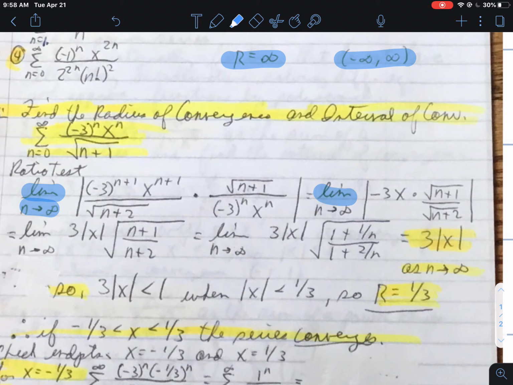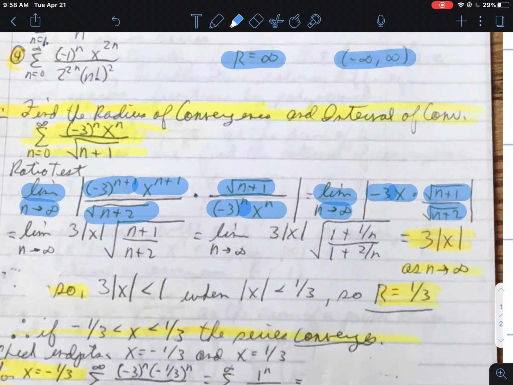Now, going through our typical simplification, we've done enough of these now. We should kind of see how these are working. I've got a -3 to the n plus 1, and I've got a -3 to the n. I can divide out the -3 to the n, leaves me with -3 to the first. There. We've got an x to the n plus 1 over x to the n. We can divide out the x to the n, which leaves us with x. And then I went ahead and combined the square roots into a single fraction. I've got square root of n plus 1 over square root of n plus 2. So I just went ahead and put those together.